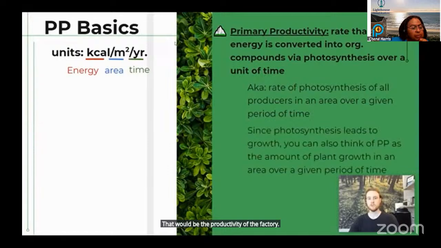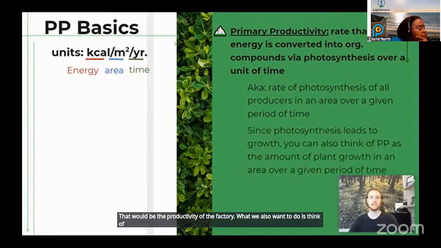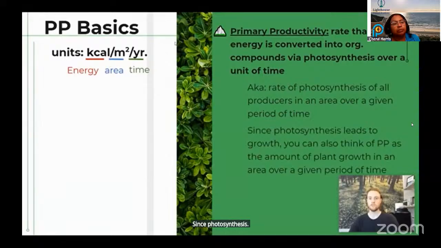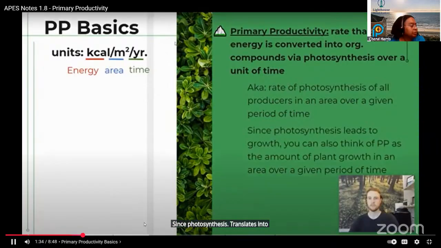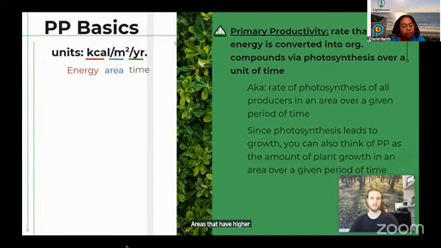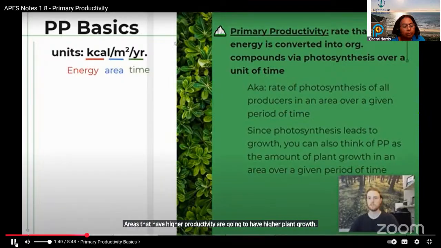What we also want to do is think of this as the rate of plant growth. Since photosynthesis translates into plant growth, areas that have higher productivity are going to have higher plant growth. This is just an easier way to kind of grasp what productivity actually looks like. I'm going to pause it right there for a minute.